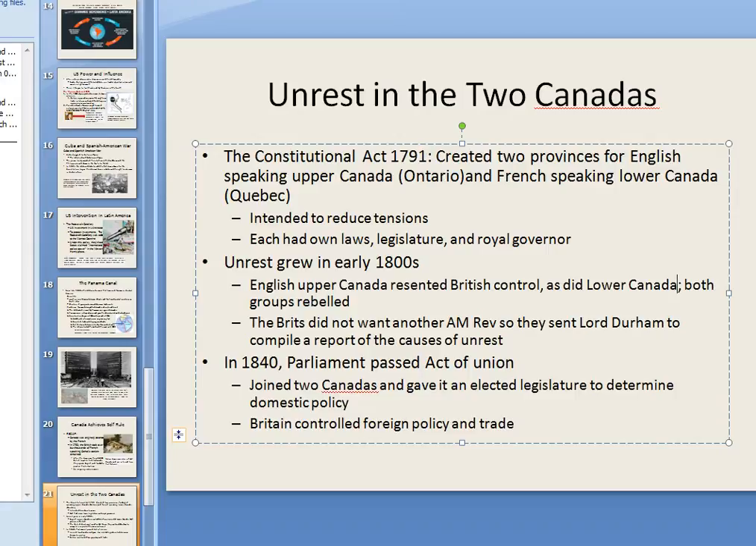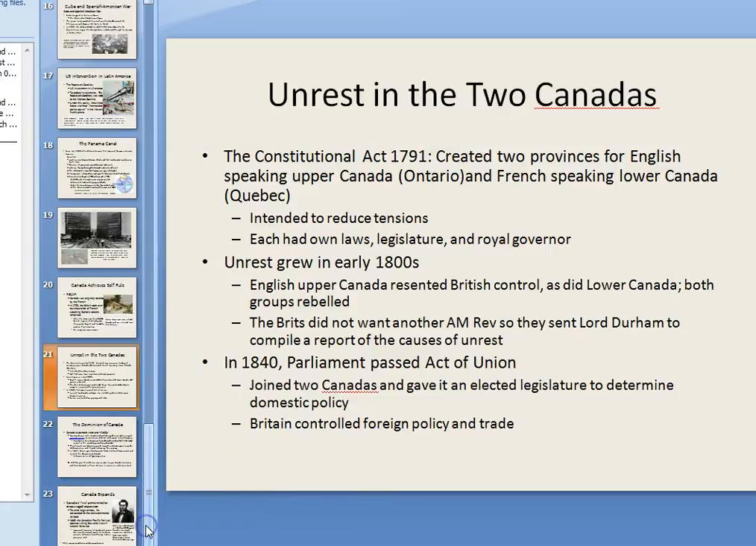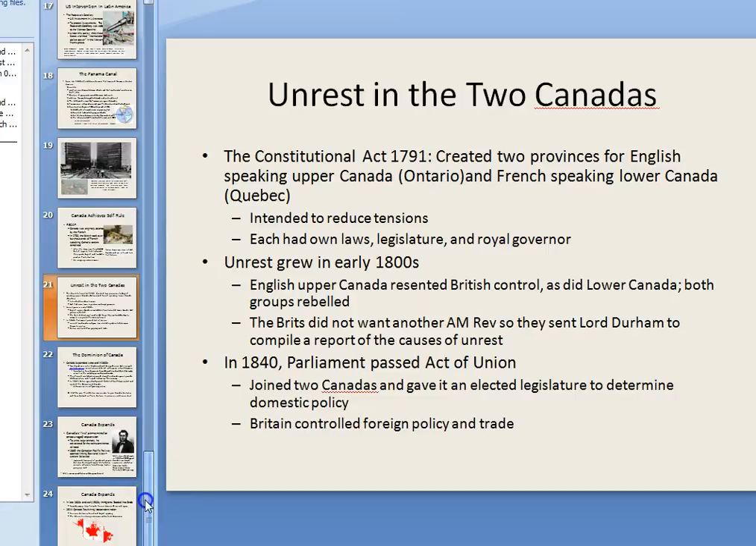And then in 1840, the Parliament passed the Act of Union and joined the two Canadas and gave it an elected legislature to determine their own domestic policy. And Britain controlled foreign trade and policy still, but at least domestic control was under the United Canada.